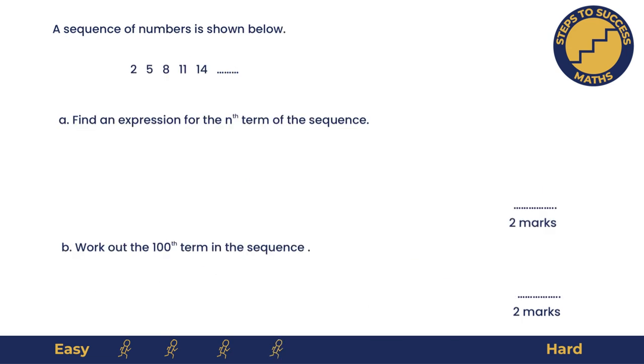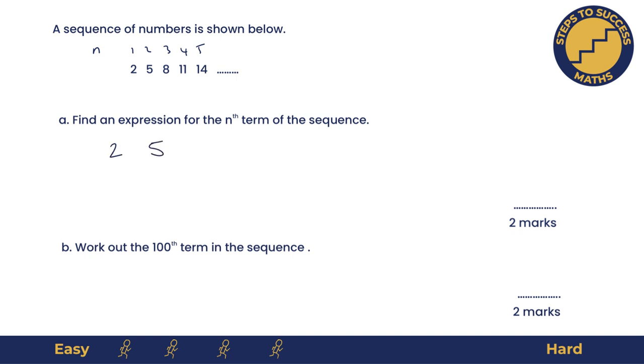A sequence of numbers is shown below. Find an expression for the nth term of the sequence. So this time we're going to find the rule. So let's look at how we do this. So n is the pattern number. So we've got 1, 2, 3, 4, 5. Then we've got the pattern itself, 2, 5, 8, 11 and 14.